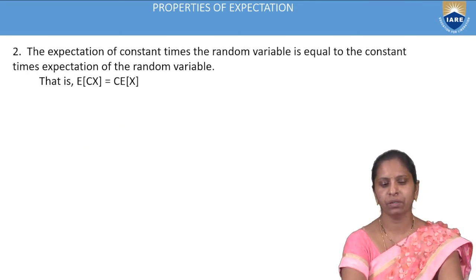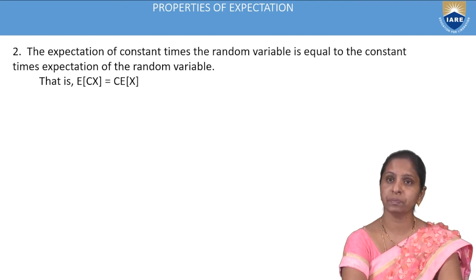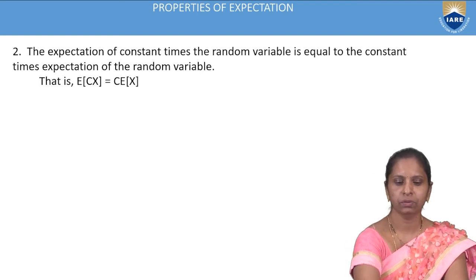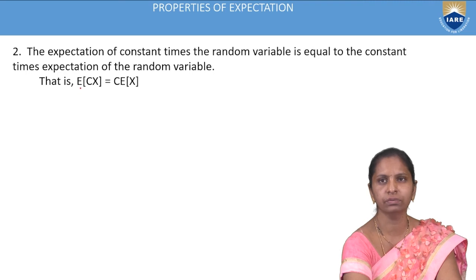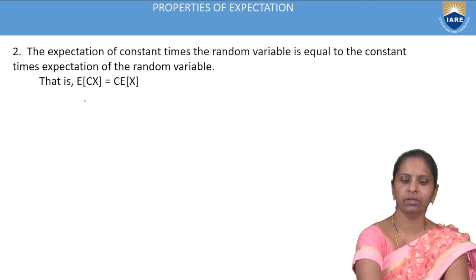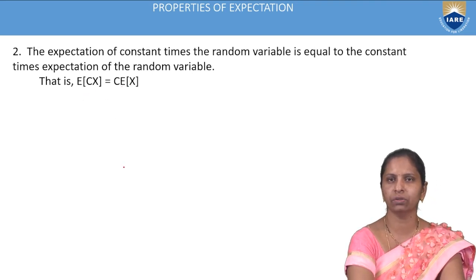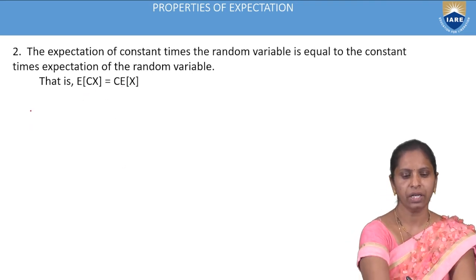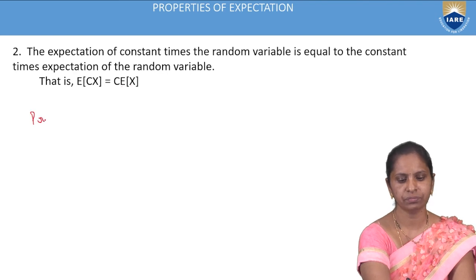And the second property is that the expectation of a constant times the random variable is equal to the constant times the expectation of the random variable. So what they have given here is that the expectation of a constant times the random variable is equal to the constant times the expectation of the random variable x. That is nothing but E of cx is equal to c into E of x. So let us prove this property.